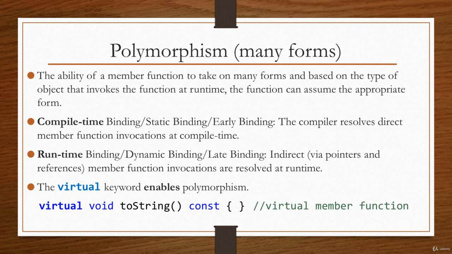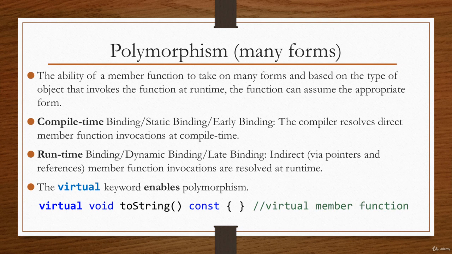The virtual keyword is what enables polymorphism. So we have an example at the bottom of the slide. We use the virtual keyword, followed by the type, in this case void, and the function name, so toString, the parentheses, followed by const if you want to qualify the member function as const, and then of course the body. So basically you just prefix everything with the virtual keyword.